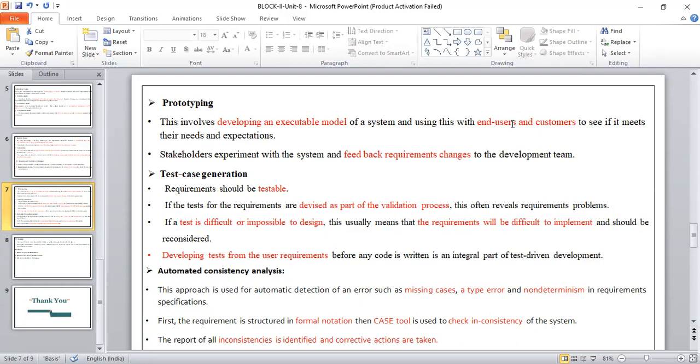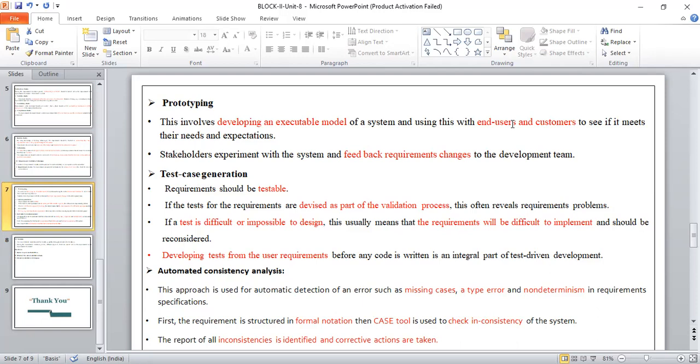If a test is difficult or impossible to design, what is the meaning? It means the requirement will be difficult to implement and should be reconsidered. Therefore, the requirement is very complex. We can divide it into simple requirements, or make some alternate requirements for that. In test case generation, we can find whether the requirement will be difficult or easy to implement, or whether it is practically possible to implement.